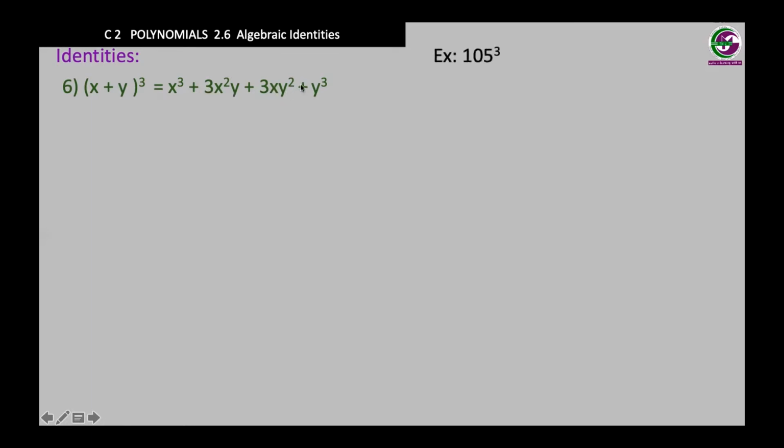Let's see it with an example. 105 power 3. 105 power 3 can be rewritten as 100 plus 5, because 105 is a 3-digit number. Multiplying it 3 times is a huge task. So we can compare it with x plus y the whole power 3, which is equal to cube of the first term. 100 is taken 3 times. So first, second, third. This is the first term, and the last term is cube of the number 5. So 125.